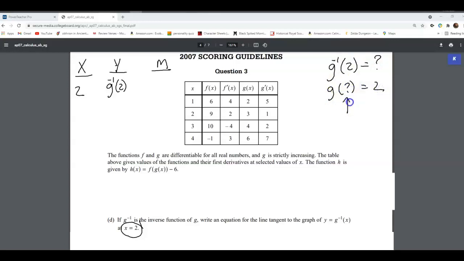So I want to know what x value gives me a g value of 2. So I'm going to find where g equals 2, and I'm going to find the x that goes with it, and the answer is 1. So my question mark is 1, and therefore the outcome is 1.